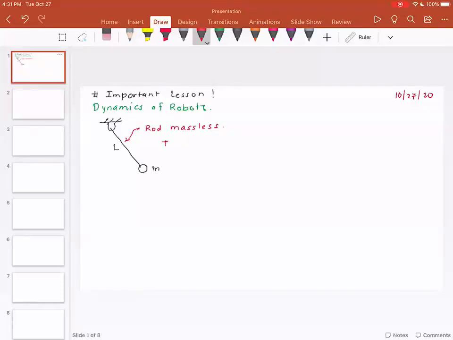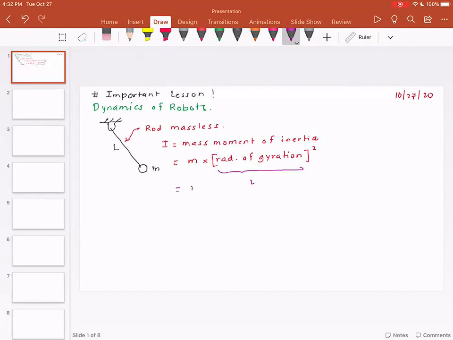So for that, when we looked at the mass moment of inertia, the equation that I gave you was mass multiplied by radius of gyration square. Gyration means revolving or moving. If you look at the radius of gyration for this particular problem, it is L. So the value of I is going to be ML square. But this is a very simple approximation. In actual practice, you will never have a rod that is massless. So this is called a simple pendulum.